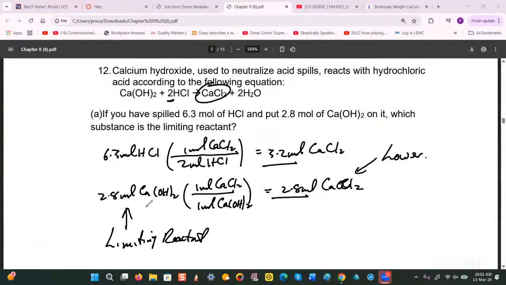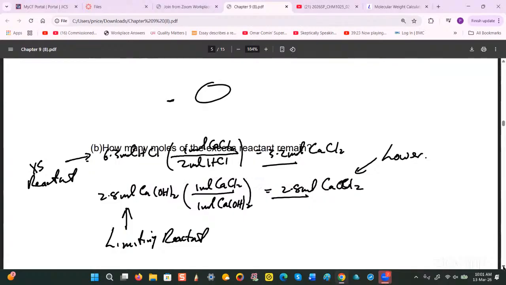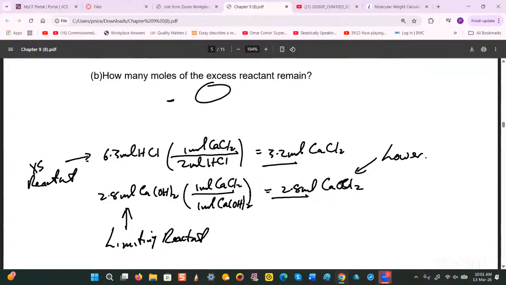Now the B part is asking how many moles of the excess reactant remain. So remember what I just said: once you determine the limiting reactant, any other reactant involved would be the excess reactant. Therefore, the hydrochloric acid is the excess reactant. What the question is asking for is how many moles of the HCl remain, because the HCl is the excess reactant.